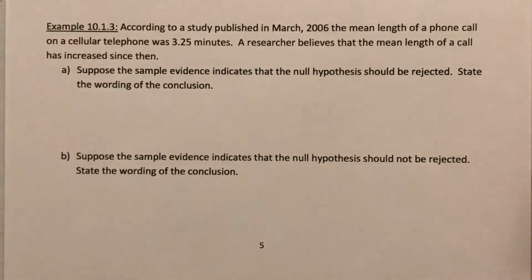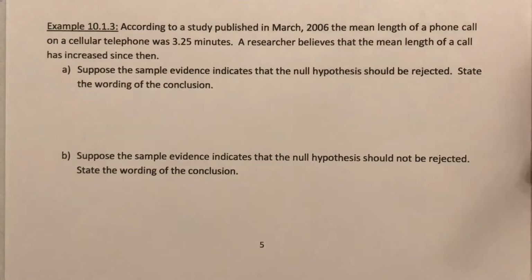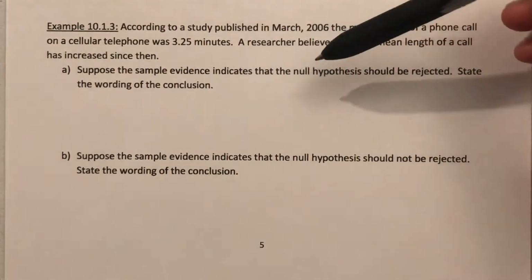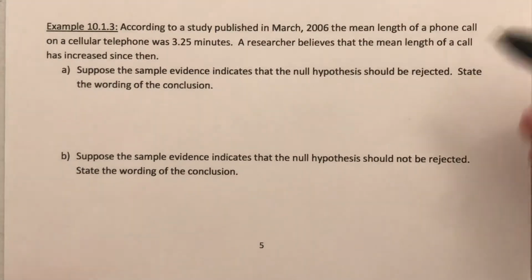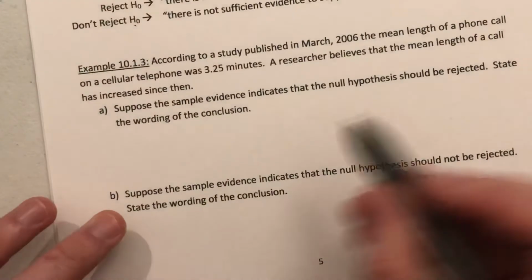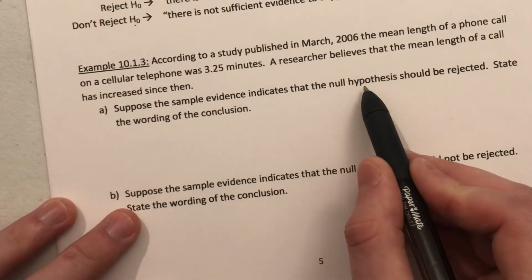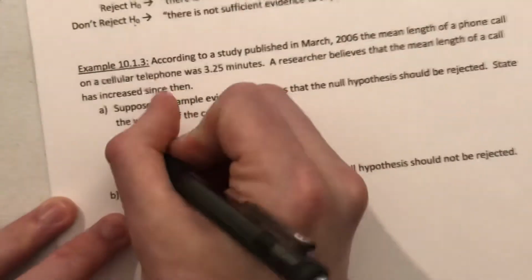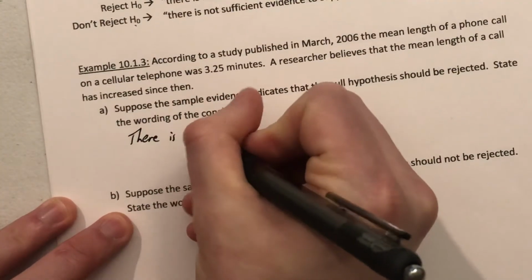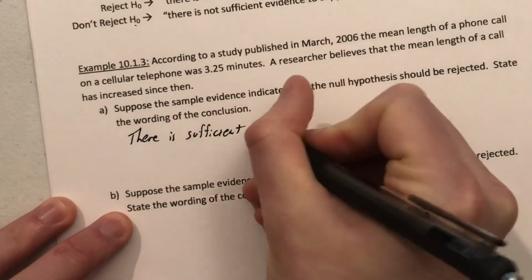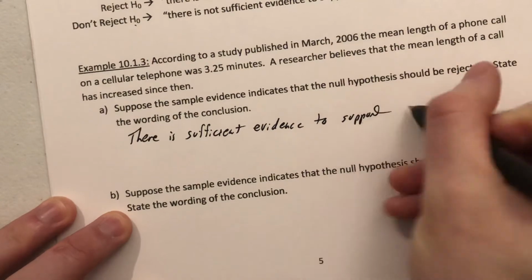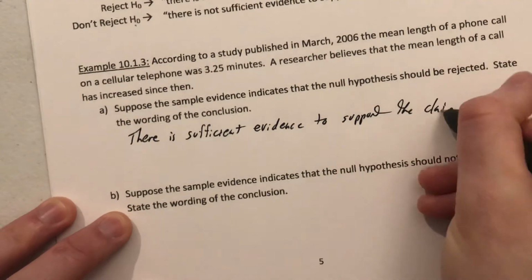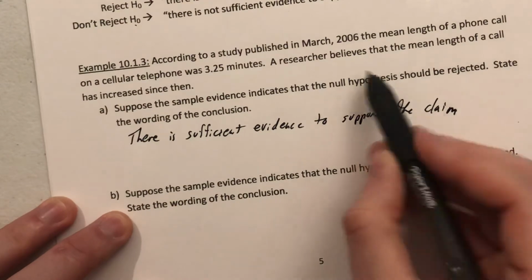So here's one example, covering both situations, again with our mean length of phone call. Suppose the sample evidence indicates the null hypothesis should be rejected. State the wording of the conclusion. Just focusing on that wording up there, if we're going to reject the null hypothesis, we would say there is sufficient evidence to support the claim. And like I said, you're just putting this back into words.